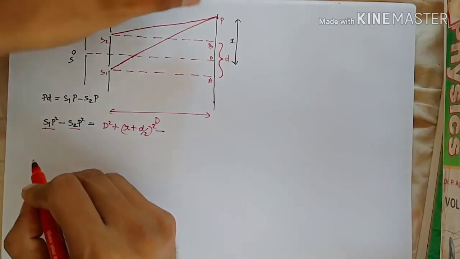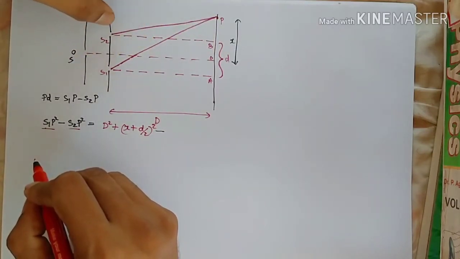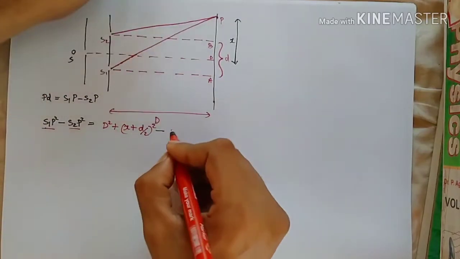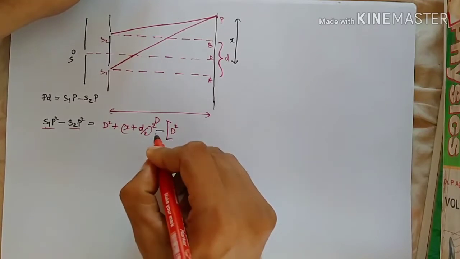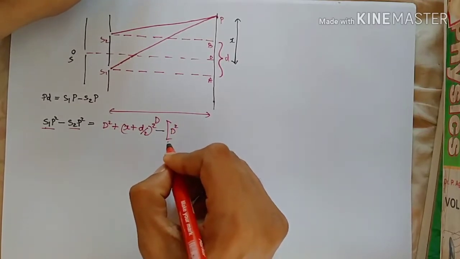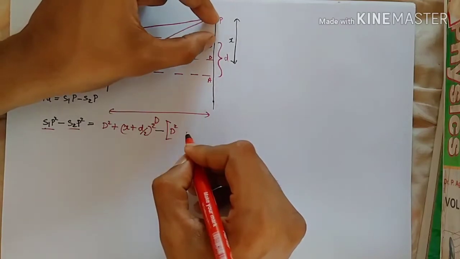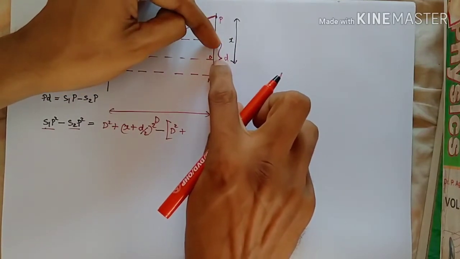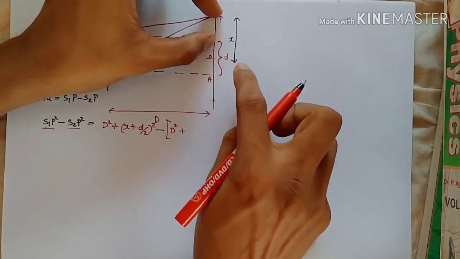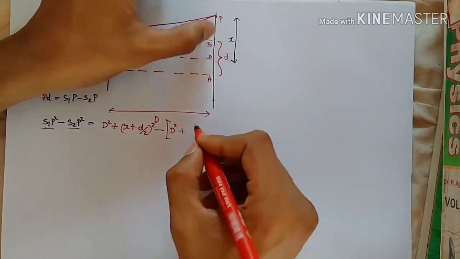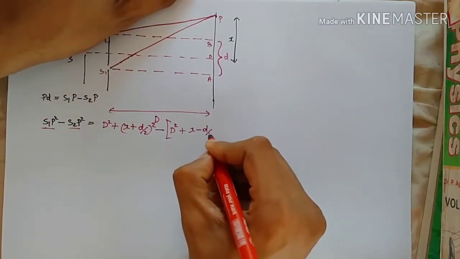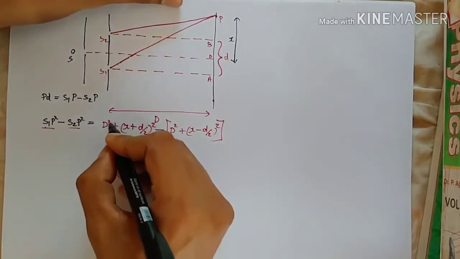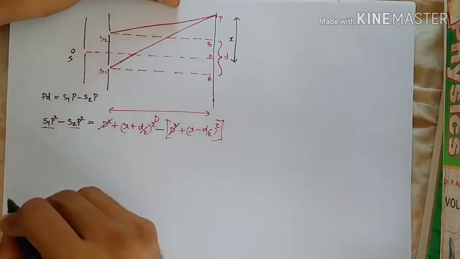In order to find out S2P square, S2P square is this distance square plus this distance square. That means D square, if there is a minus sign, I am putting a bracket also, D square plus this distance whole square. That is, this distance is x and this distance is d by 2. Therefore, this distance is x minus d by 2, (x minus d by 2) the whole square. It's like this. And from our derivation we could cancel out this D square.